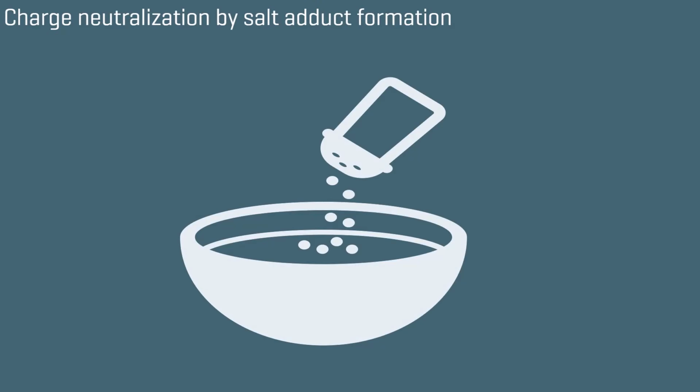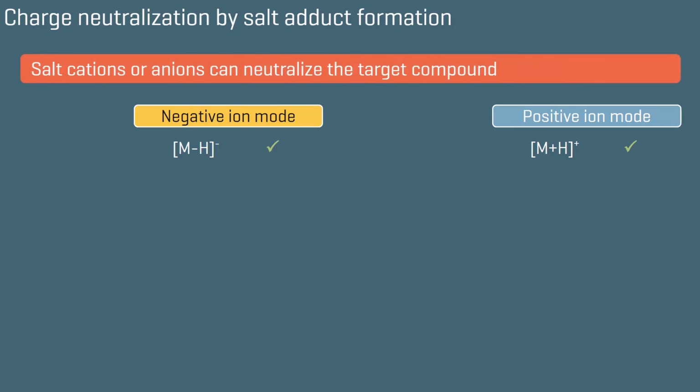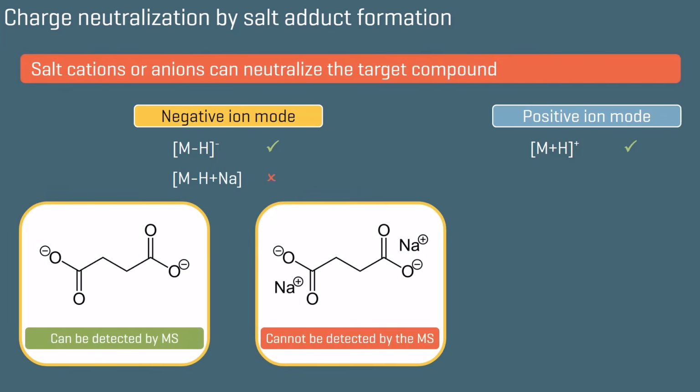What does the formation of salt adducts mean for your analysis? Your target molecule is detected either as a positively or negatively charged molecular ion. The formation of salt adducts can prevent your target compound from being detected because they may neutralize it, as illustrated in this example of succinic acid.